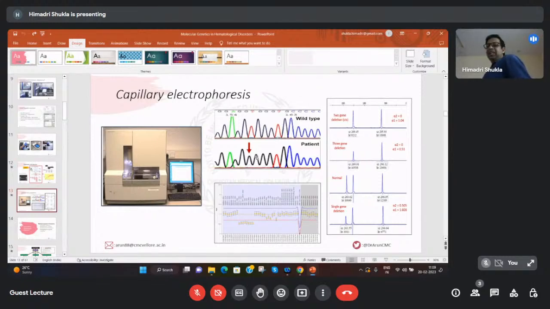So heterozygous, homozygous: if you have one normal peak and one abnormal peak, you call it heterozygous. If there is no normal and you get only one abnormal peak, it is homozygous. Okay. Or there are other assays that we can do subsequently.